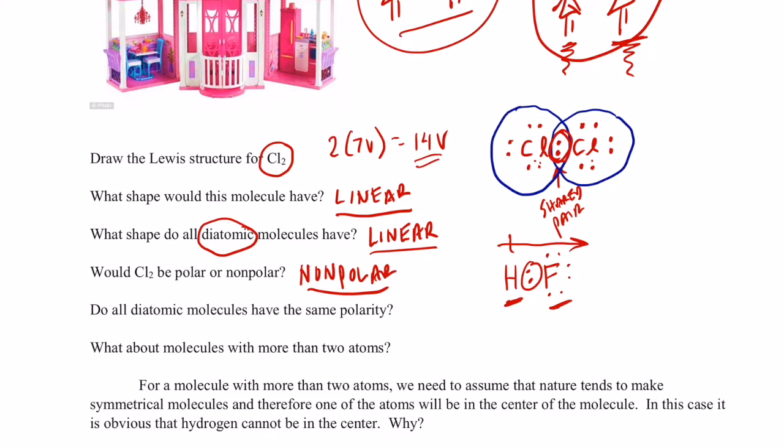So not all diatomic molecules are polar. Not all diatomic molecules are nonpolar. So when I ask, do they have the same polarity? No, they don't. We have to draw the Lewis structure, figure out the electronegativity differences, if there is one, and then we can determine their polarity.